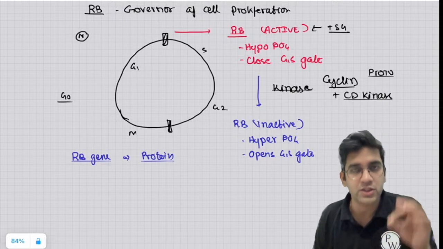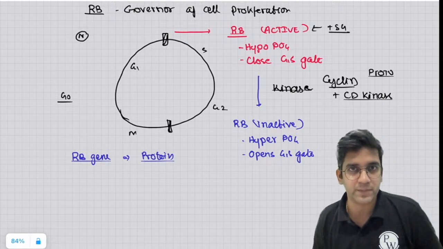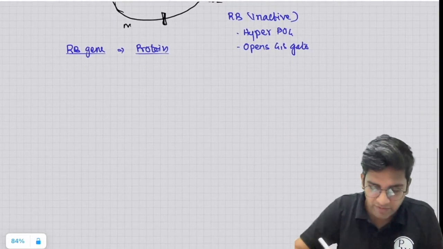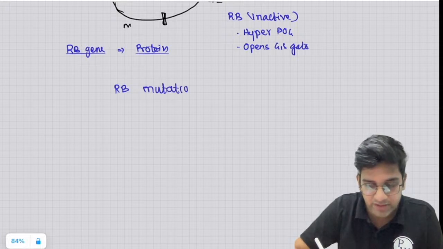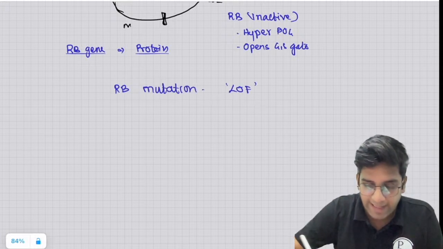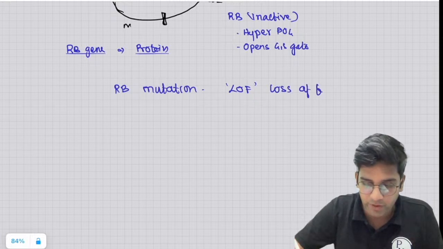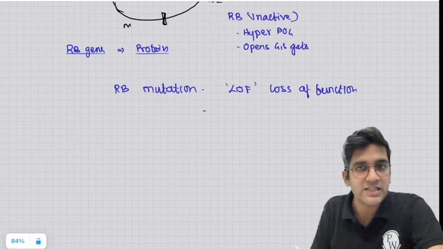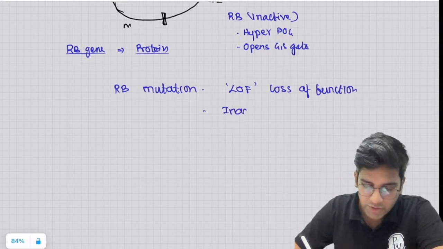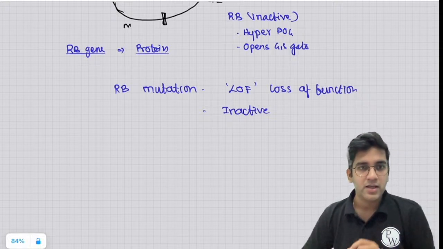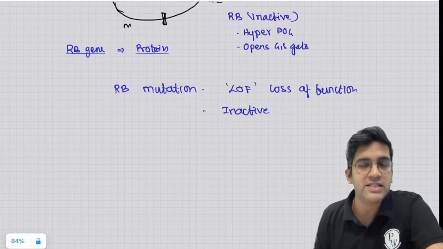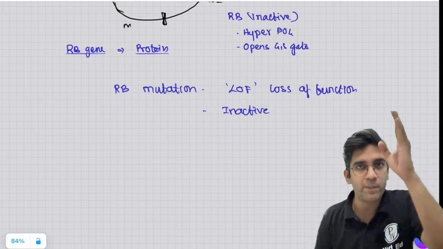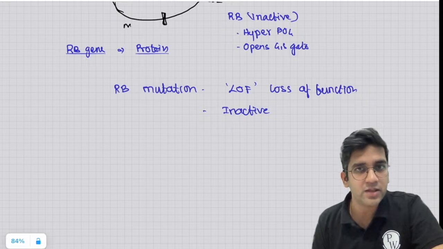And every tumor suppressor gene can have a gain of function mutation or a loss of function mutation. Let's assume RB is getting mutated. RB mutation, or retinoblastoma gene mutation, is always an LOF, which stands for loss of function mutation, right? So when I have loss of function, it means RB is inactive. Then when I have an inactive retinoblastoma, the cell cycle G1S gate will be open or closed? If RB is inactive, it will be open, right?